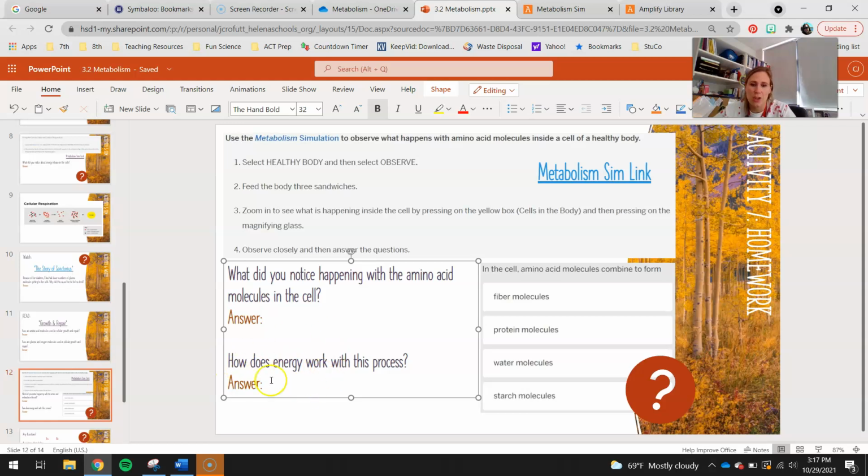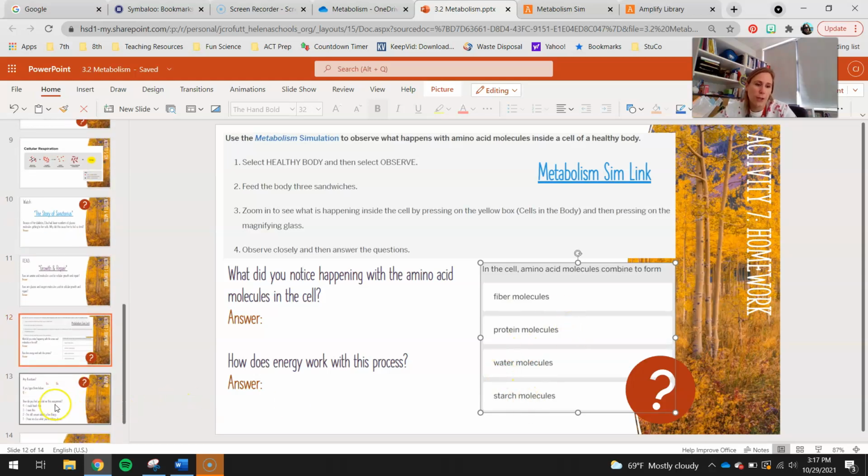And then how does energy help with this process? So talk about that formulation of glucose and oxygen, how it's used to make energy, and how energy helps out with this process of what happens to our amino acids. And then finally, use your draw tool right here. In the cell, amino acid molecules combine to form, circle the correct answer there. That's it for your guys' homework.